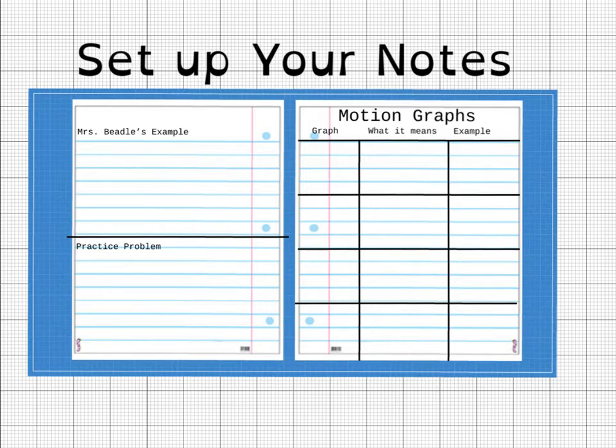Alright, so here are our notes set up for today. We have a column for a graph, a column titled what it means, and a column titled example. We also have a spot for my example, Mrs. Beadle's example, where I will draw a graph and an explanation, and then a practice problem where you'll draw the graph and the explanation.